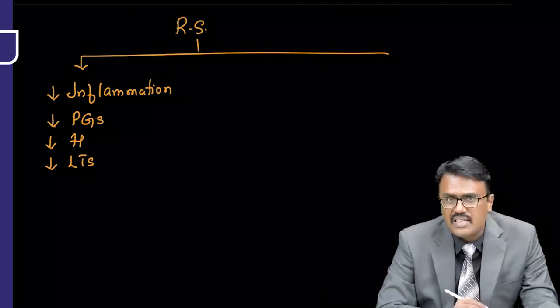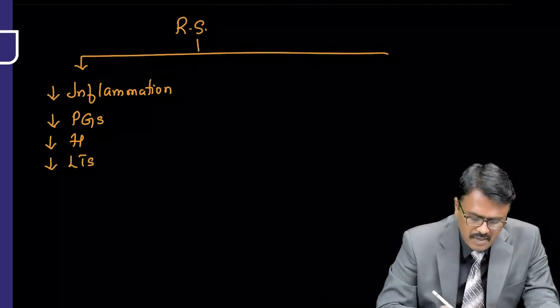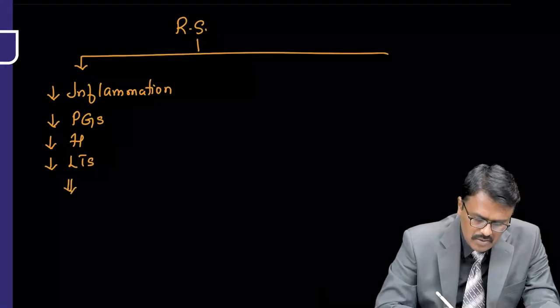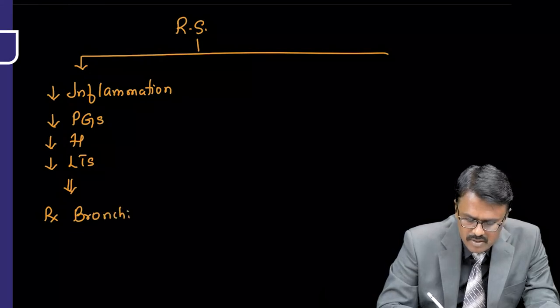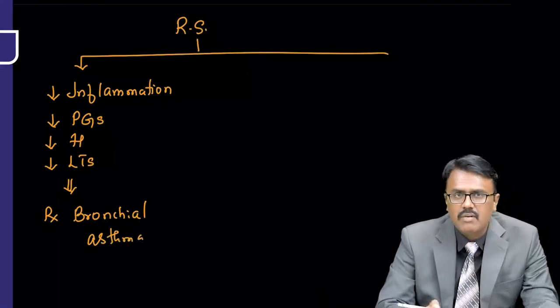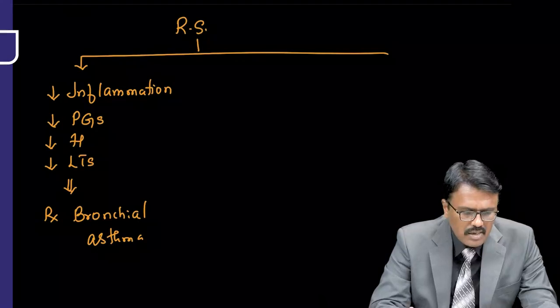And we have discussed that extensively in bronchial asthma. So that's the reason it is used in the management of bronchial asthma. Steroids are used in the management of bronchial asthma because they suppress the inflammation and decrease prostaglandins, histamine, and leukotrienes.